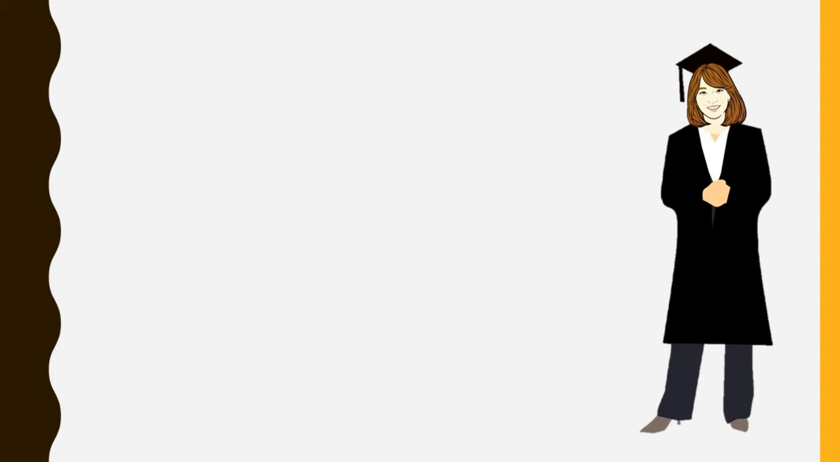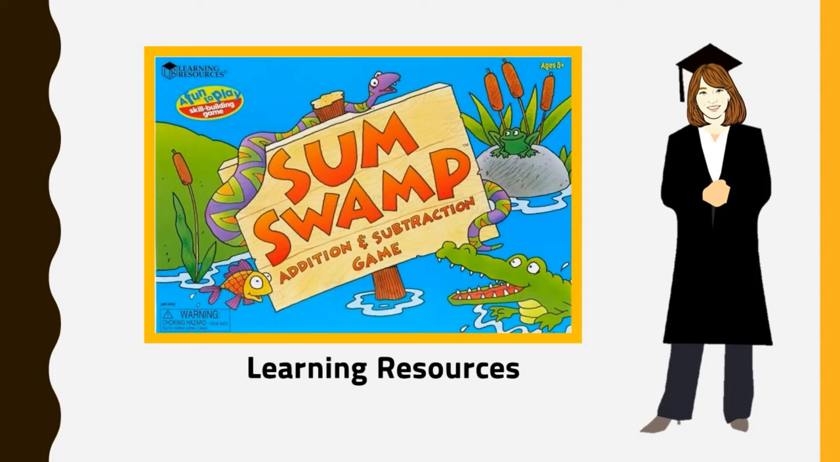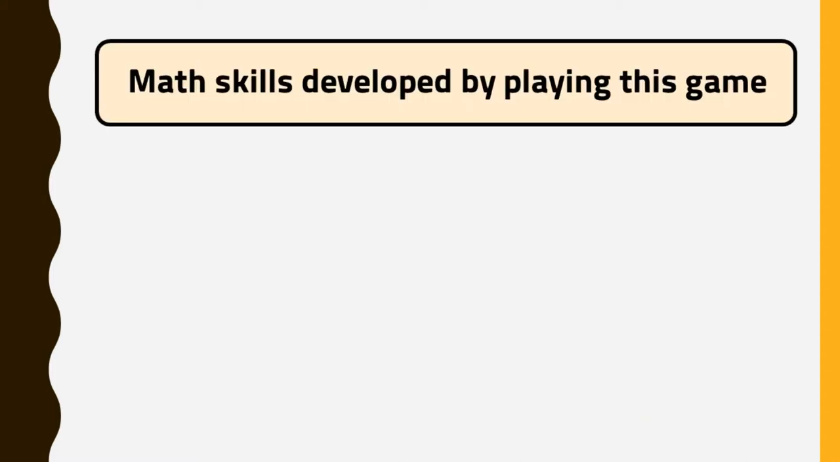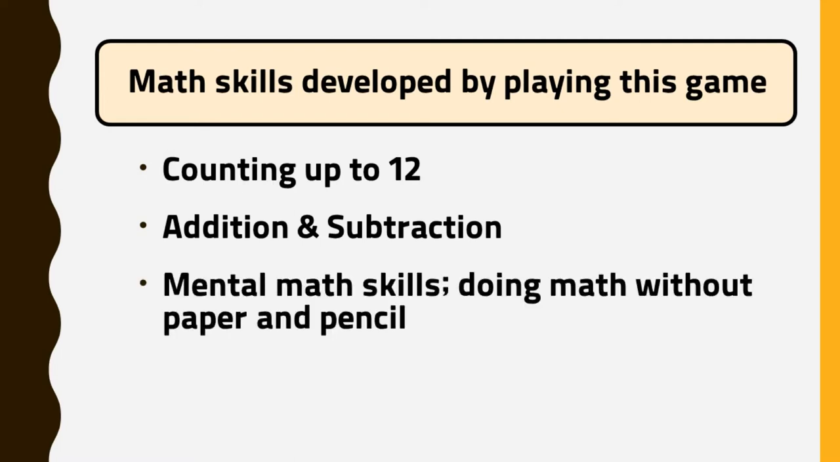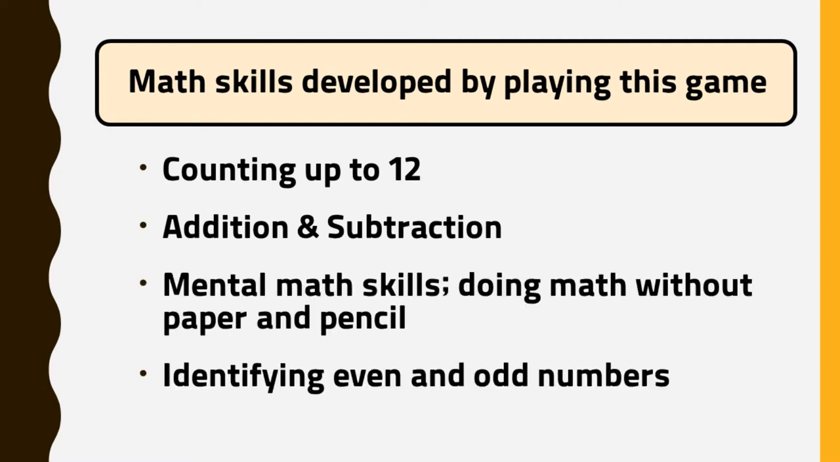Today, I'm going to introduce a board game by Learning Resources called Some Swamp. In this video, I'm going to briefly explain the game rules and demonstrate how to play the game. By playing this game, children learn basic math skills such as counting, adding and subtracting. They also develop mental math skills and practice identifying even and odd numbers.